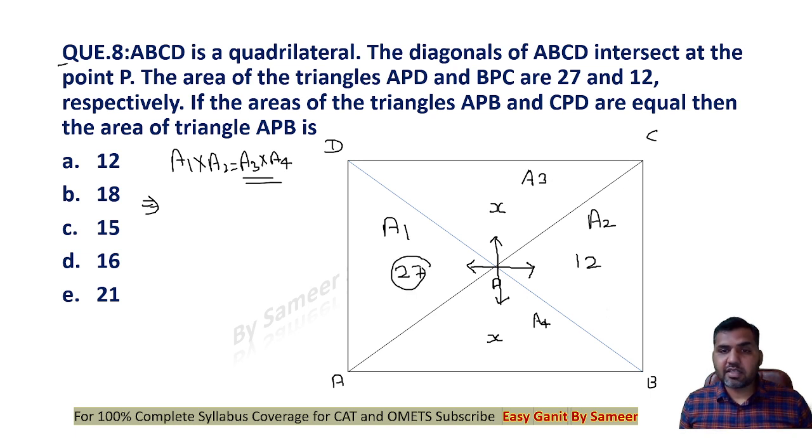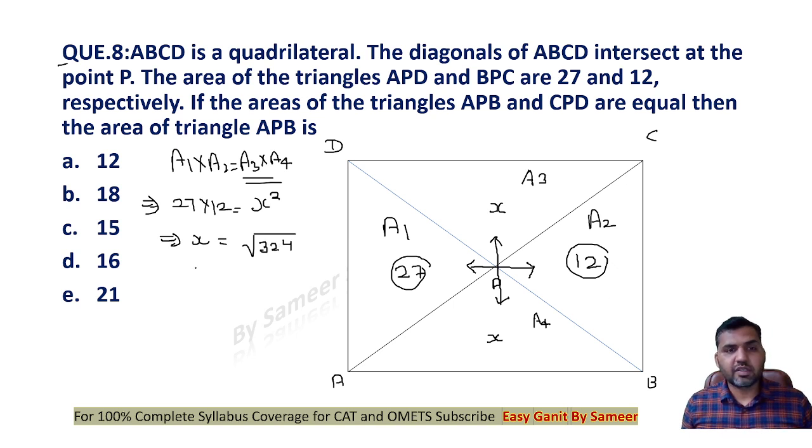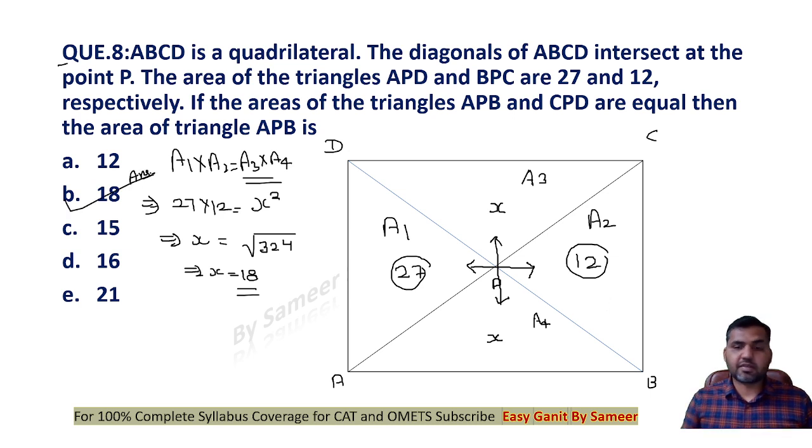Now, can I say that it's 27 into 12? 27 multiplied by 12 is equal to A3 into A4. Both of these two areas are equal, so this will be X square. X will be equal to square root of 27 into 12, that is 324, right? So X will be equal to 18. That means B would be the correct answer to the question.